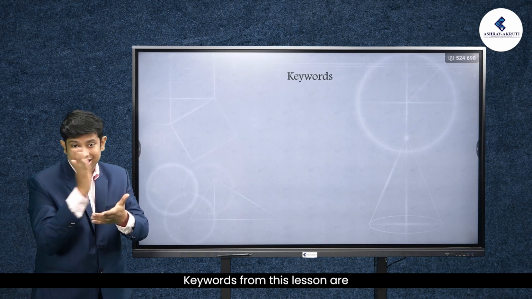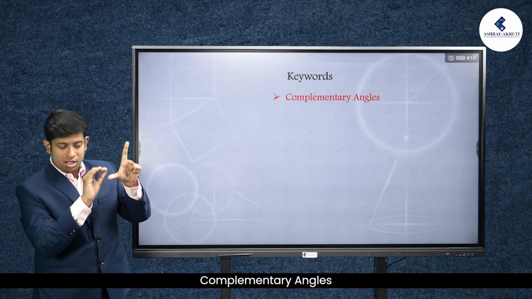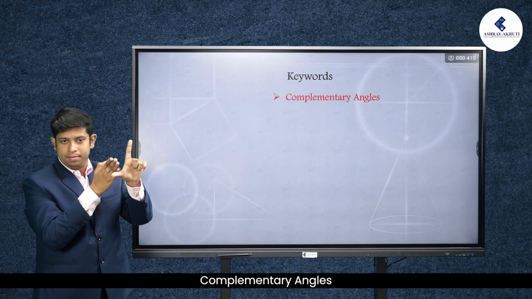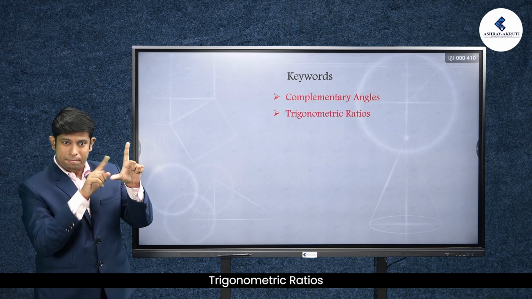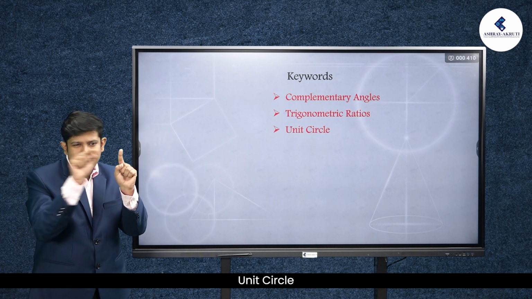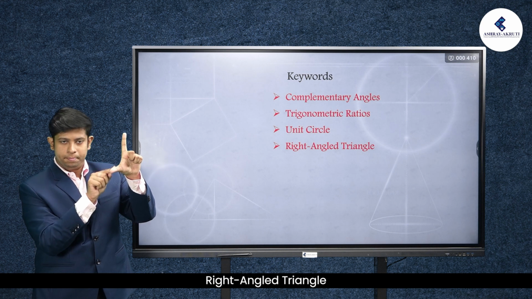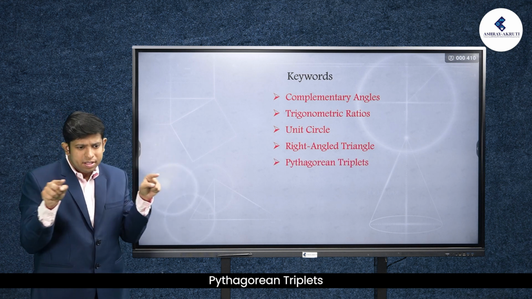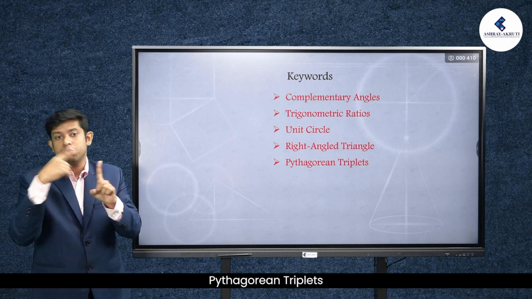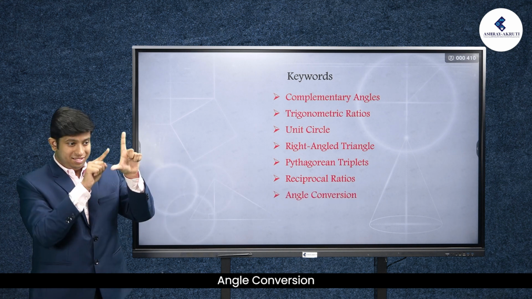Keywords from this lesson are complementary angles, trigonometric ratios, unit circle, right angle triangle, Pythagorean triplets, reciprocal ratios, angle conversion.